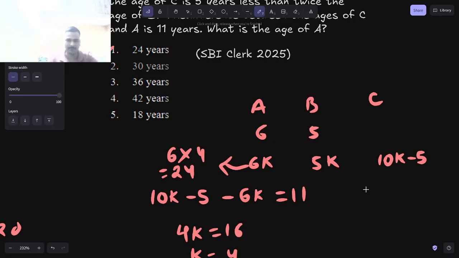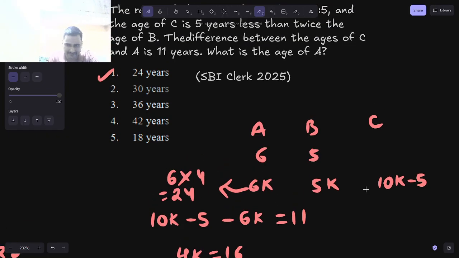This was a basic problem. A and B's age was given, and C's age was given comparatively as compared to B. Now we were asked to find the present age of A. So we need the exact age value. So 6K was its value and K is 4. So 24 years will be the present age of A.